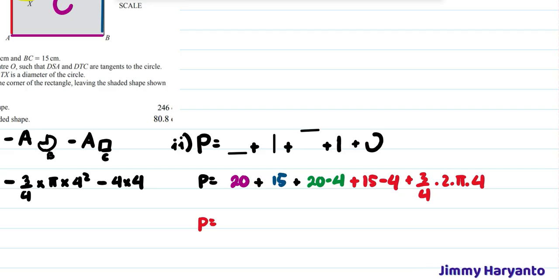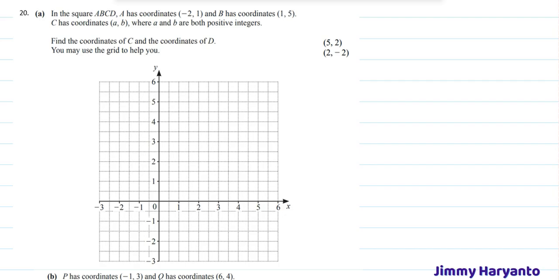It's 80.8 in 3SF. And then next is 20. For question 20, in the square ABCD, the coordinate of A is -2, -1 right there. B is 1, 5 right here. This one is A, this one is B, and find the coordinates of C and D.